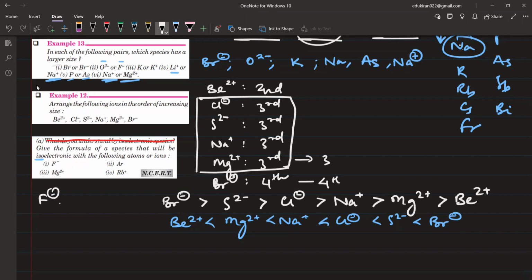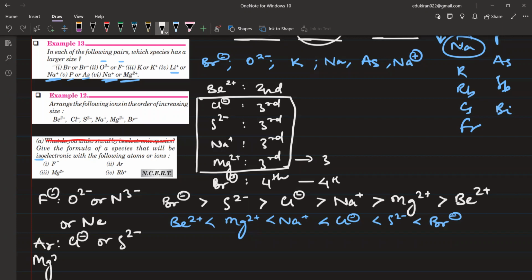F negative, I will write two examples. You can write for F negative: it has the same number of electrons as O2 negative or N3 negative or neon, as simple as that. Second, you have argon. So argon has how many electrons? It has 18 electrons. Now before argon, we have chlorine. So chlorine negative will have the same number of electrons, or you can also write S2 negative.